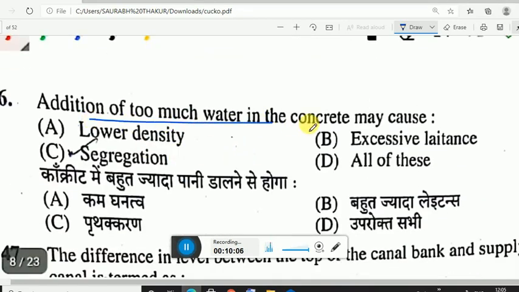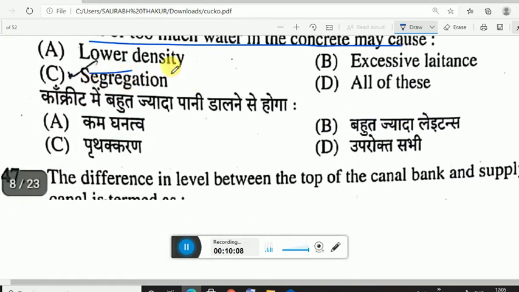Addition of too much water in the concrete may cause lower density, excessive laitance, segregation, all of these.